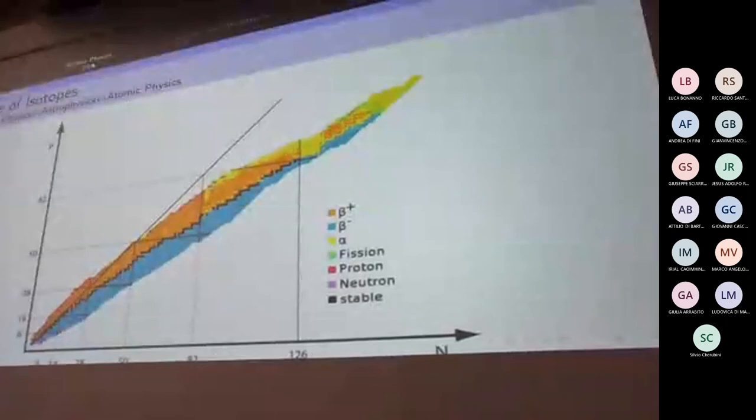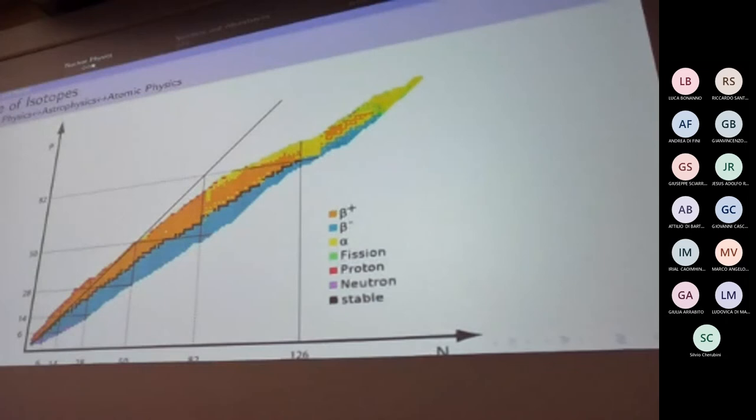We use the letter Z to denote the number of protons. We use the letter N to denote the number of neutrons. And we use the letter A to denote the number of baryons. What is a baryon? Protons and neutrons. Yep. Protons and neutrons, right? So that's going to be equal to Z plus N, right?